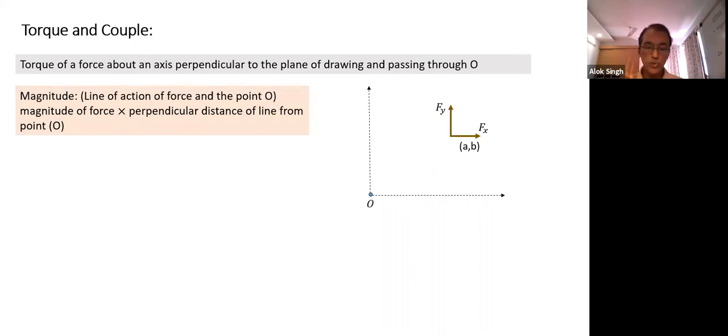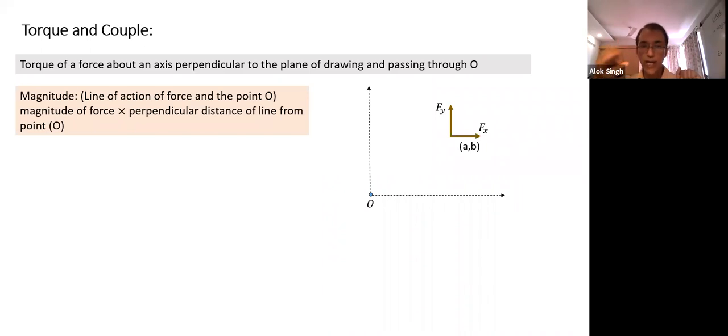For calculation of magnitude, two things are important: the line of action of force and point O. What is point O? Point O is where the axis intersects the plane of the drawing. So the axis is perpendicular to the plane of the figure, passing through point O. The magnitude of torque of a force is the magnitude of force multiplied by the perpendicular distance of the line from the point. Which line? The line of action of force. So a line is involved, and a point is involved. Finding the perpendicular distance of a point from a line should not be difficult. If you can find the perpendicular distance, you can find torque. That's the simpler method we use to find magnitude.